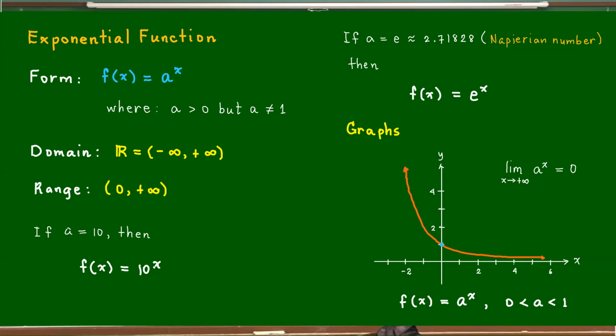So when you say asymptotic to the positive direction of the x-axis, the limit of a to the x as x approaches positive infinity is equal to 0. But remember, a here is a number that is between 0 and 1: 1/2, 1/3, 3/5, 2/5, 3/7. So that is interpreted as a to the x approaches 0. The value gets closer and closer to 0.